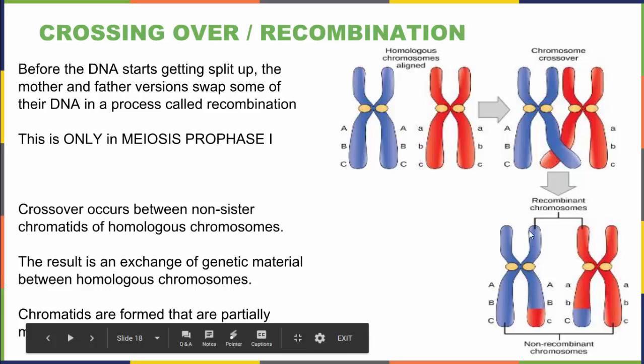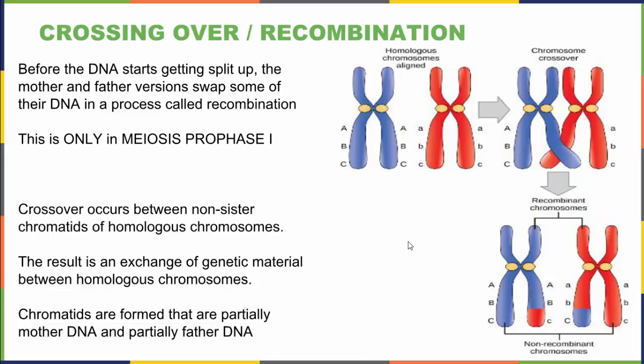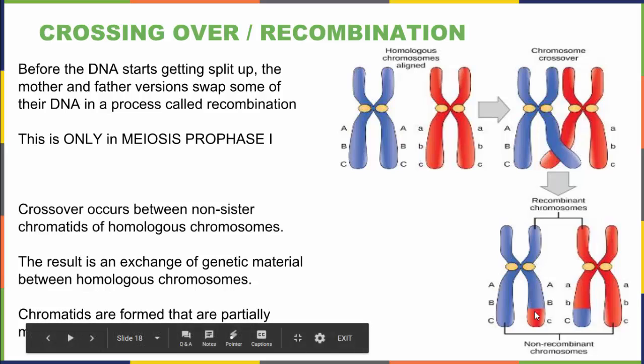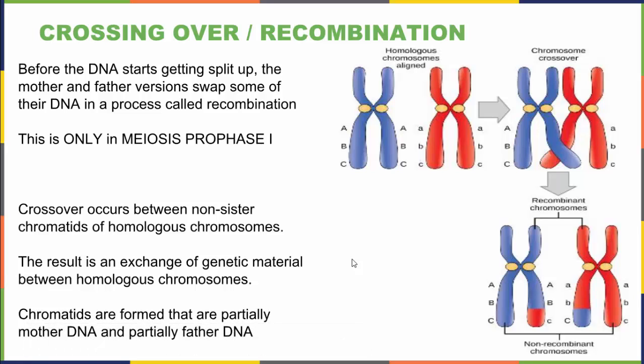So we end up with chromosomes that are not just the mother version or just the father version. It can be a single chromosome that has some bits that came from mom and some bits that came from dad. This is really helpful, which we're going to see as we go through a few more slides. It's helpful because when you make a haploid gamete, a sperm cell or an egg cell, you only pass along one copy of each chromosome.